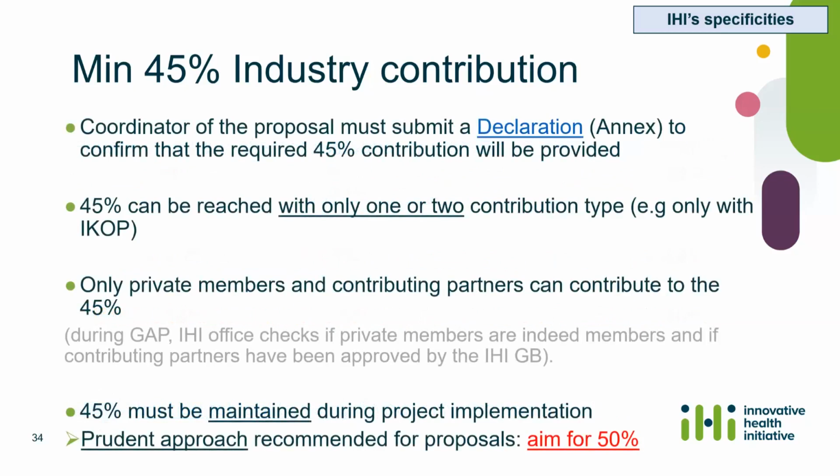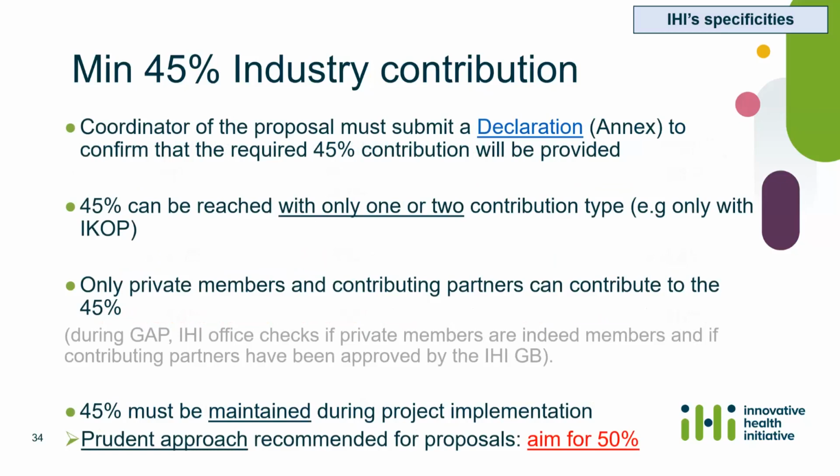Since that threshold is quite important, since it defines actually if a proposal is eligible or not, the coordinator of a proposal must submit a declaration, which is annexed to the proposal, to actually confirm that the required 45% contribution will be provided. And for your information, that 45% contribution can be reached with only one type of contribution, or with a combination of some of them. As I said, it's only for private members and contributing partners. So if you're an SME and you're not a private member, for instance, you cannot contribute to that 45% contribution.